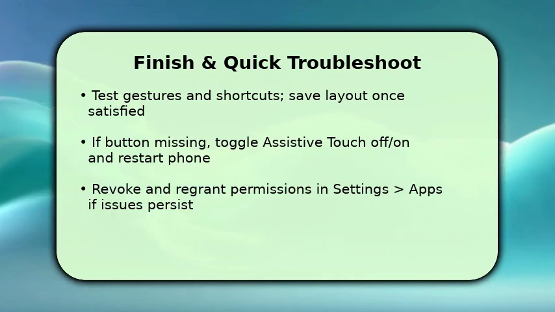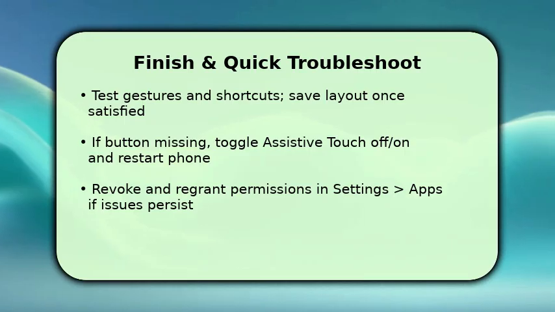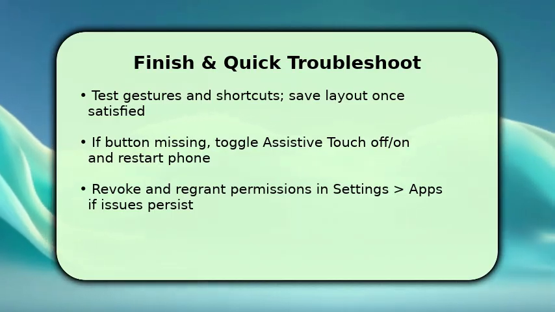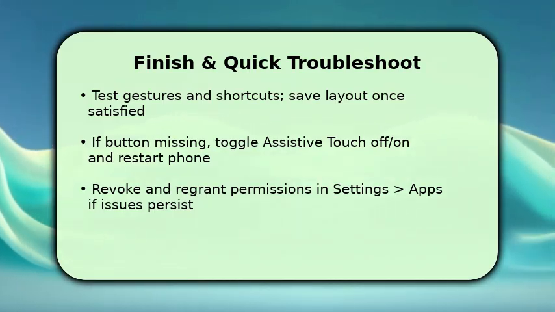If problems persist, go to Settings Apps, find System UI or Accessibility Service, revoke and regrant overlay permissions, and try again. These steps fix common permission or service conflicts. Now you can use Assistive Touch to simplify navigation.